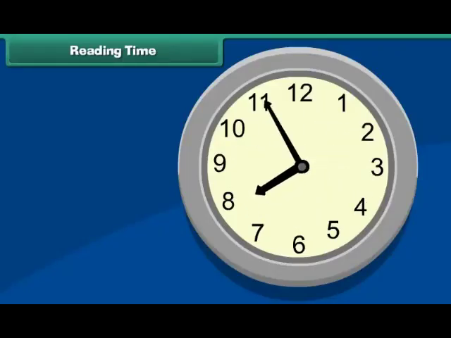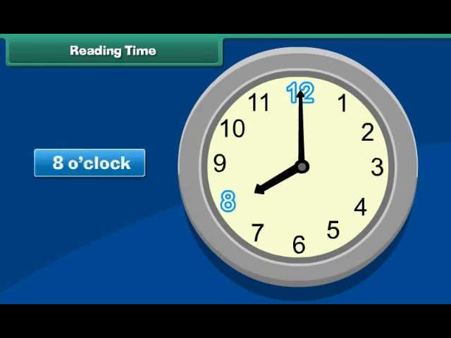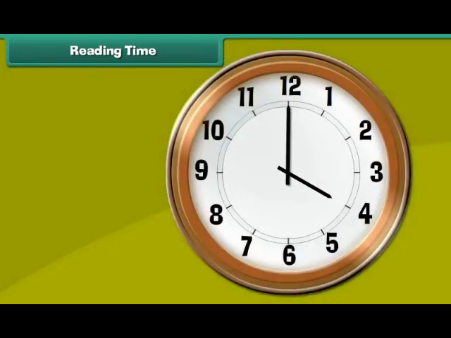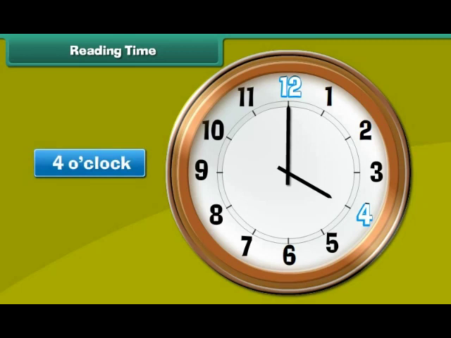Reading time. Look at this clock. Note the positions of the minute and hour hands on its face. The minute hand is pointing to 12 and the hour hand is pointing to 8. It means the time is 8 o'clock. Look at another clock. Its minute hand is pointing to 12 and the hour hand is pointing to 4. It means the time is 4 o'clock.